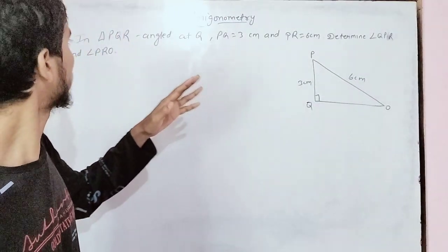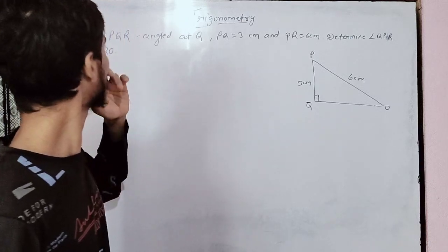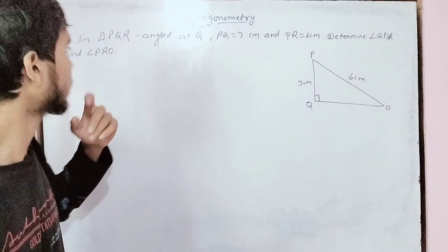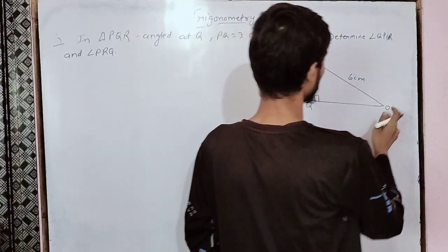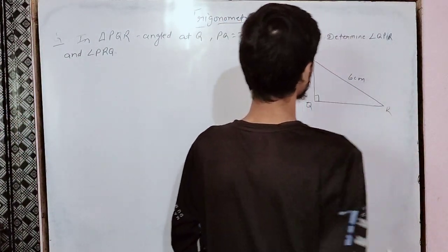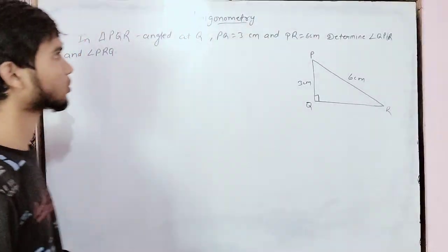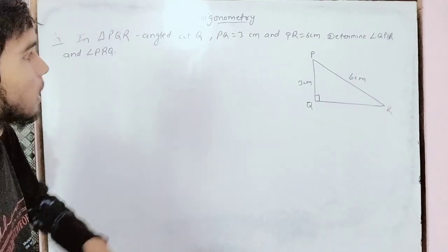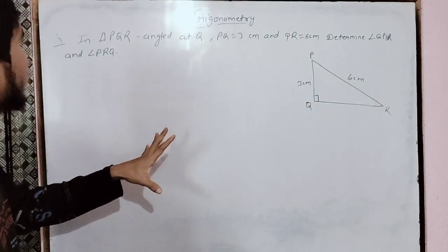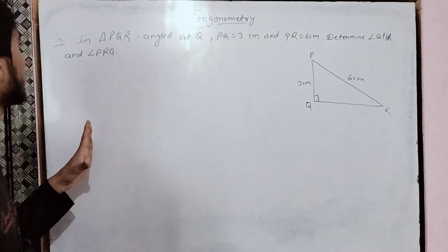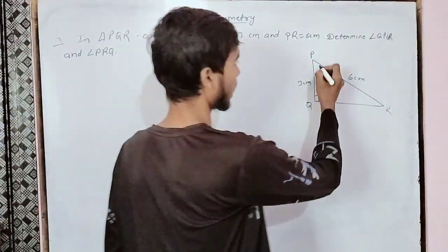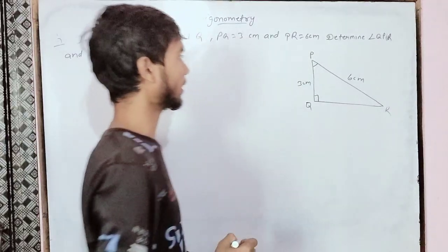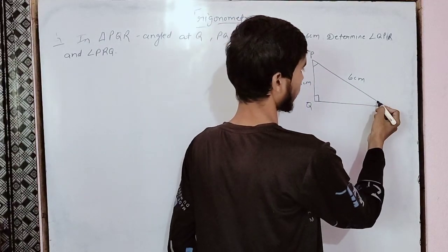PR how much? I think this is Q and this is R. So PR is 6 centimeter. Clear? And here determine angle QPR. Here is QPR. This angle and PRQ. PRQ. This angle.